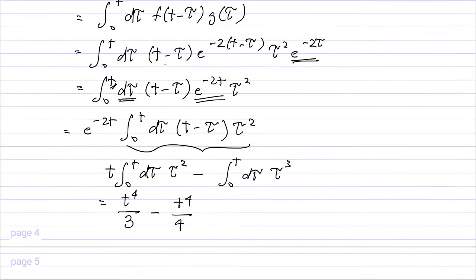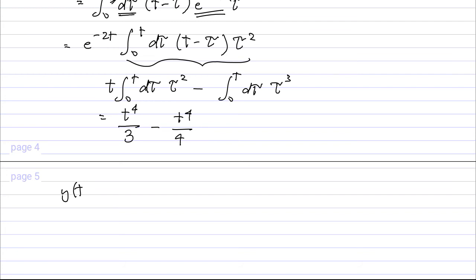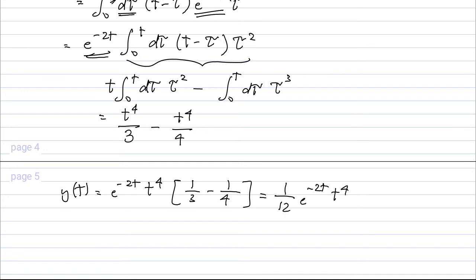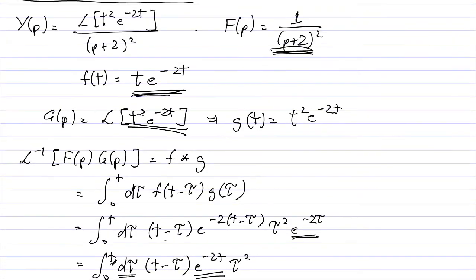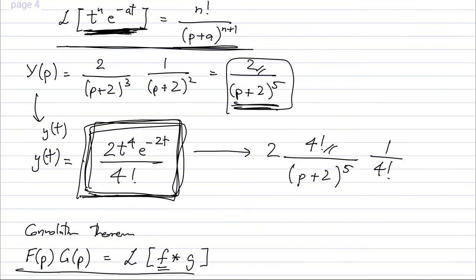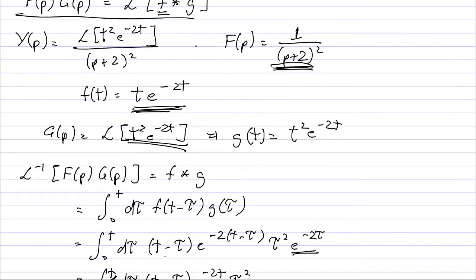So the whole thing, y of t, is just given by e raised to power minus 2t, and then t raised to power 4 times (1 by 3 minus 1 by 4), and this is 4 by 12 minus 3 by 12, which is 1 by 12. So this is 1 by 12 e raised to power minus 2t t raised to power 4, exactly the same as before, because when you have this, 4 factorial is 24, so 2 divided by 24 is 1 by 12.